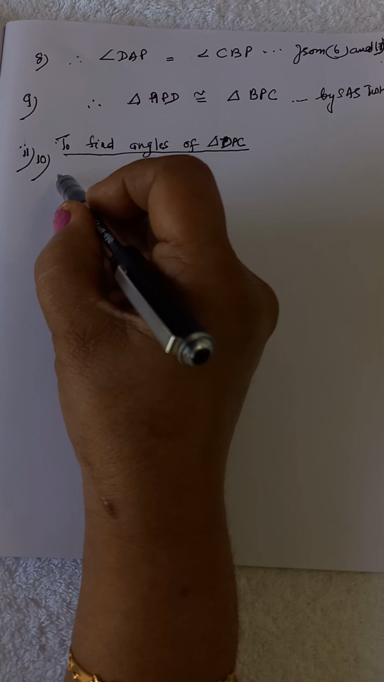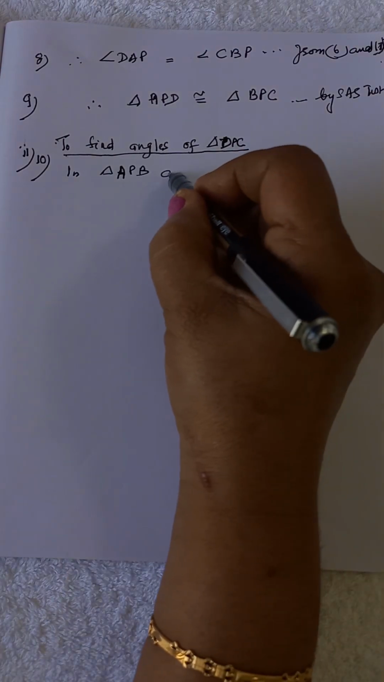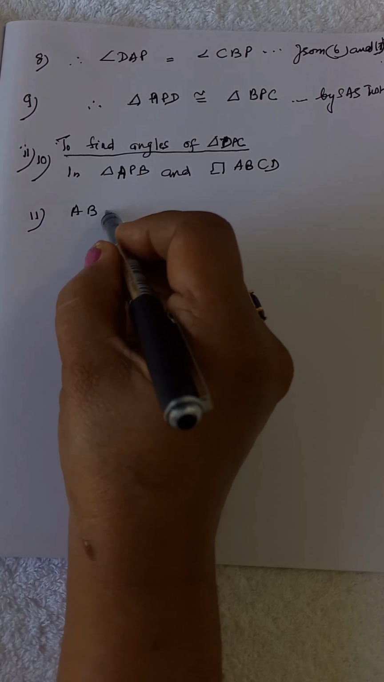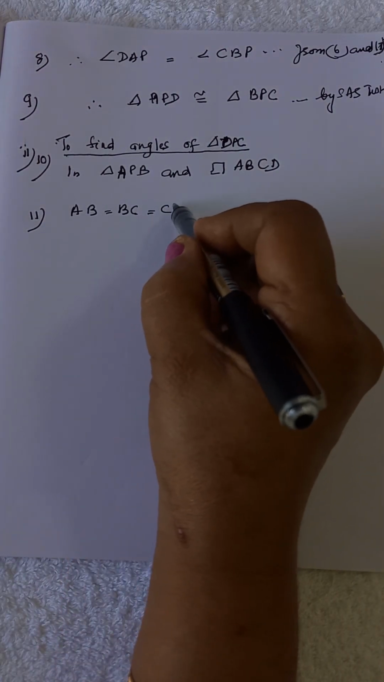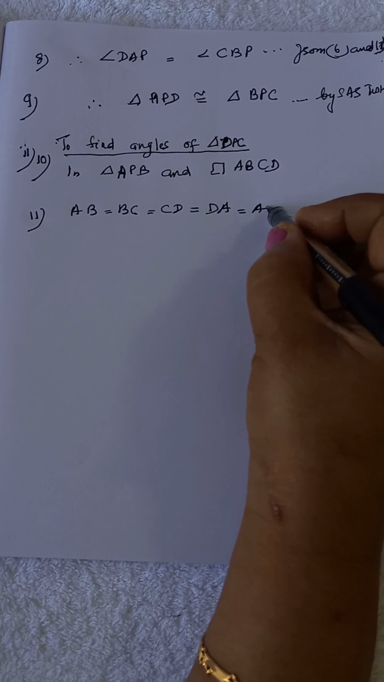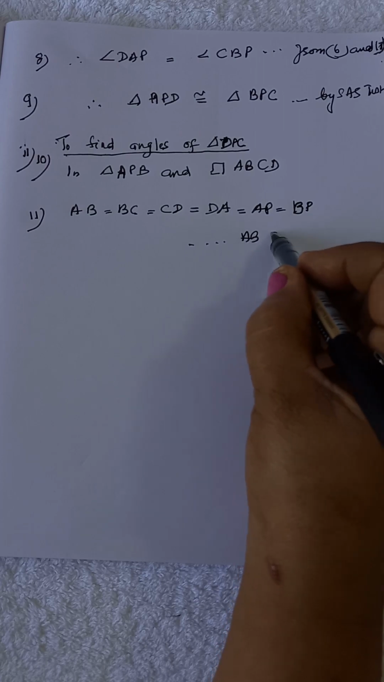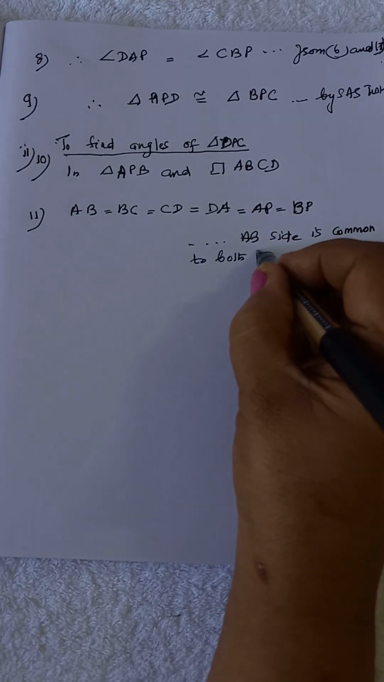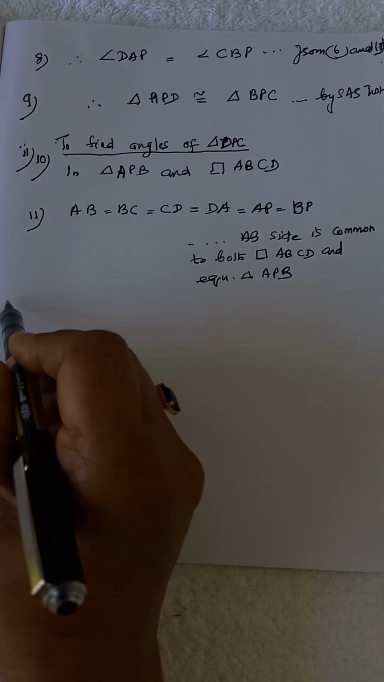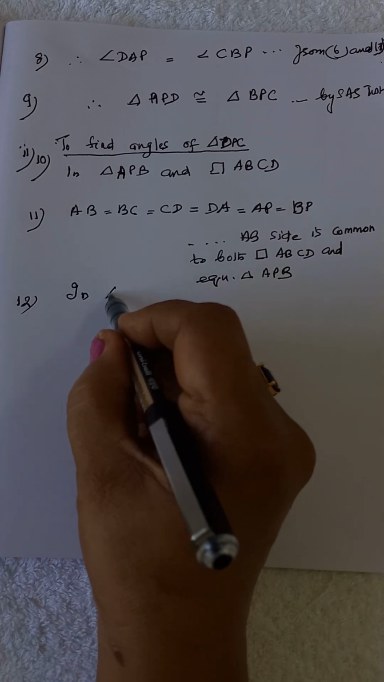The reason is AB side is common to both the square and the equilateral triangle. So we can write the 10th point as in triangle APB and square ABCD. 11th point, we can write AB is equal to BC is equal to CD is equal to DA is equal to AP is equal to BP. Reason is AB side is common to both square ABCD and equilateral triangle APB. Now we can take triangle BPC. So we can write the 12th point as in triangle BPC.